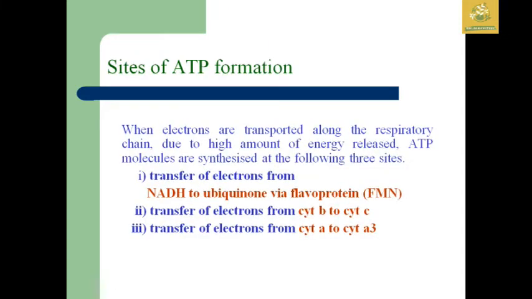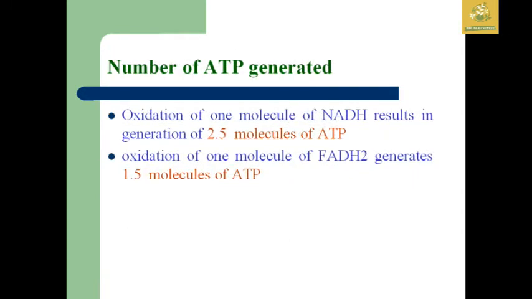In this chain there are sites for ATP formation. There are three sites. The three sites of electron transfer are NADH to ubiquinone via flavoproteins, which is known as FMN, the second site between cytochrome b and cytochrome c, and the third site between cytochrome a and cytochrome a3. These are the three sites of ATP formation in the electron transport chain.